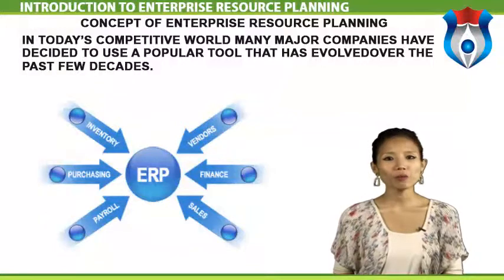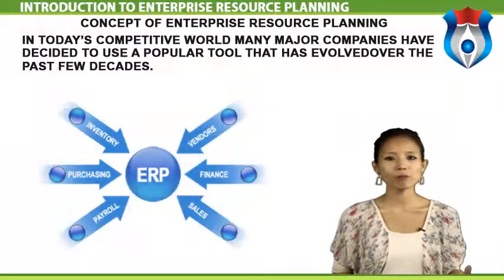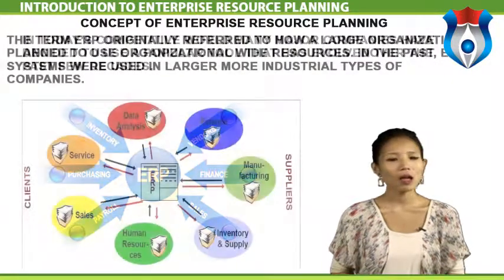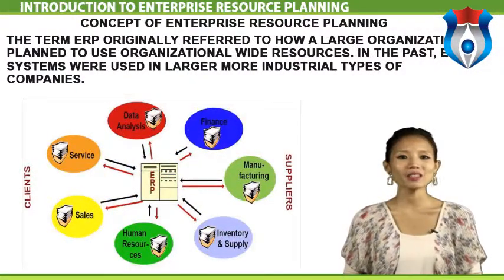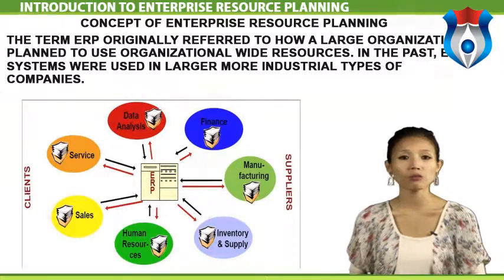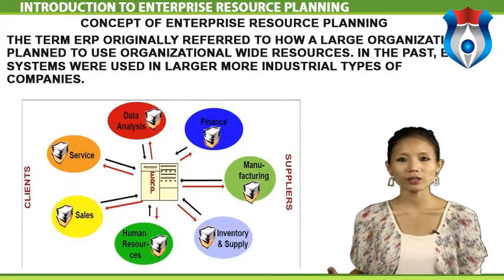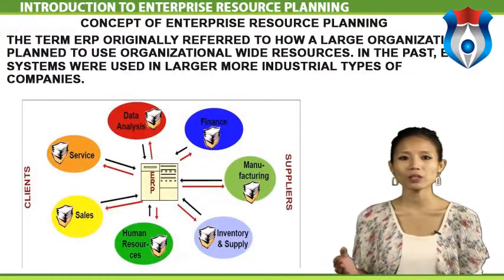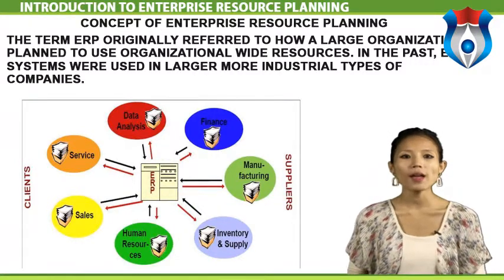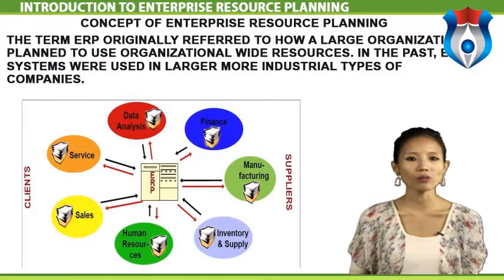In order for a software system to be considered ERP, it must provide an organization with functionality for two or more systems. While some ERP packages exist that only cover two functions for an organization, most ERP systems cover several functions. The term ERP originally referred to how a large organization planned to use organization-wide resources.